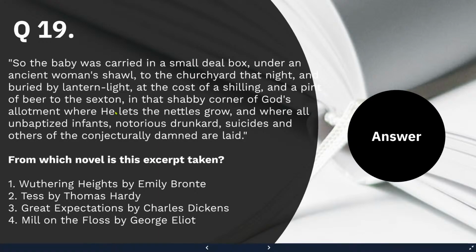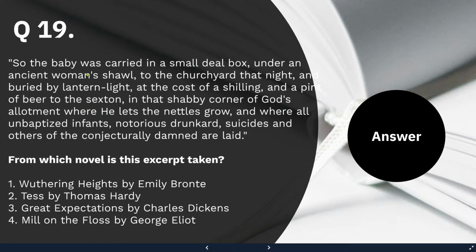The baby was carried in a small deal box under an ancient woman's shawl to the churchyard that night and buried by lantern light at the cost of a shilling and a pot of beer to the sexton, in that shabby corner of God's allotment where he lets the nettles grow and where all unbaptized infants, notorious drunkards, suicides and other of the conjectural damned are laid.